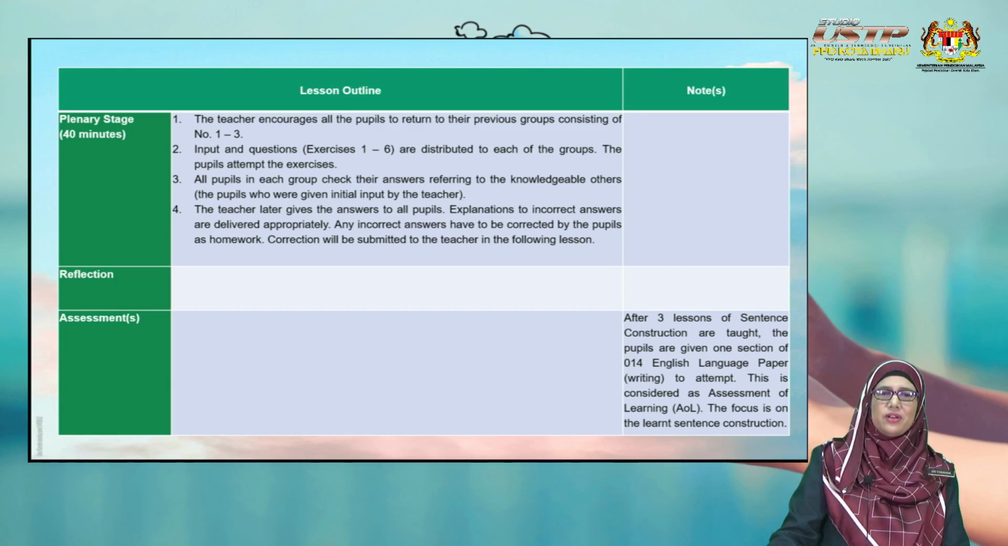And number 4, the teacher later gives the answers to all pupils. Explanations for incorrect answers are delivered appropriately. Any incorrect answers have to be corrected by the pupils as homework. Correction will be submitted to the teacher in the following lesson.